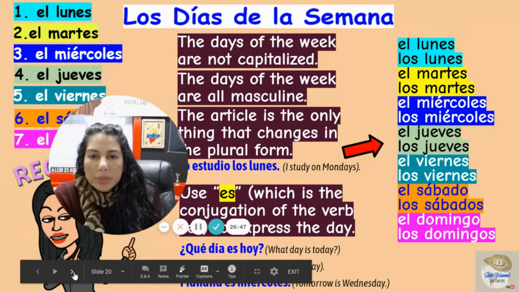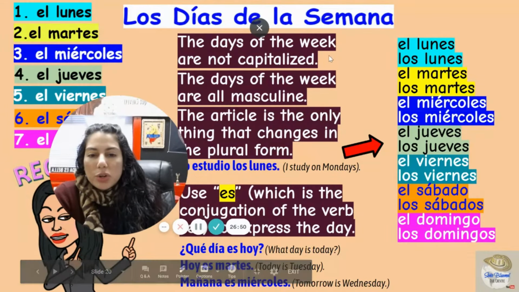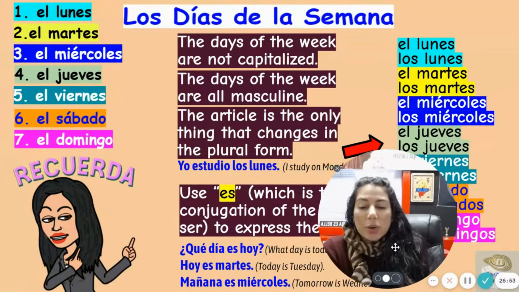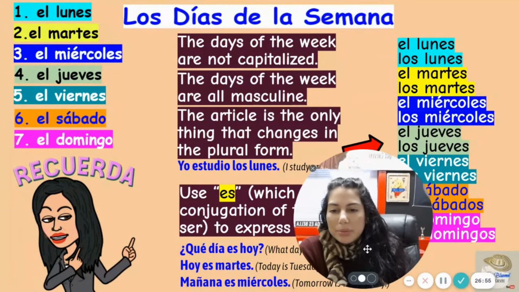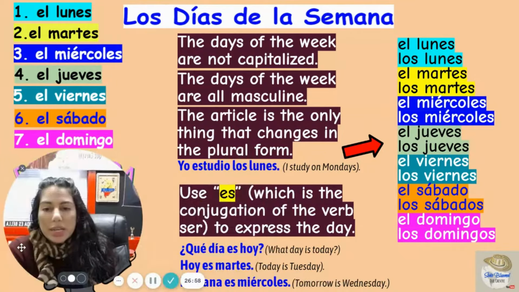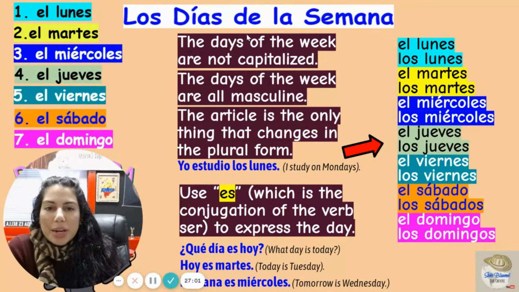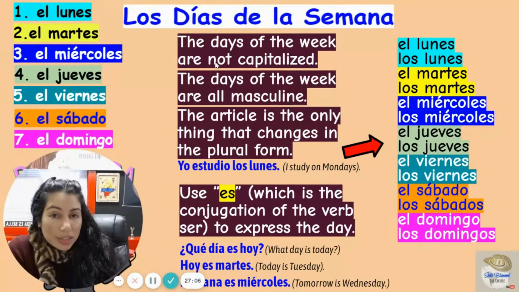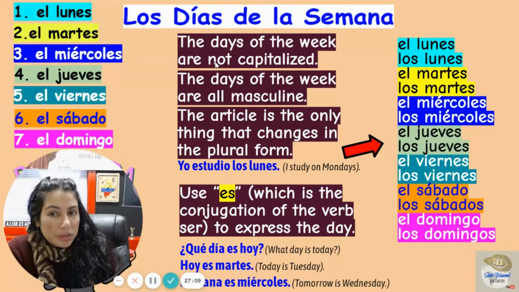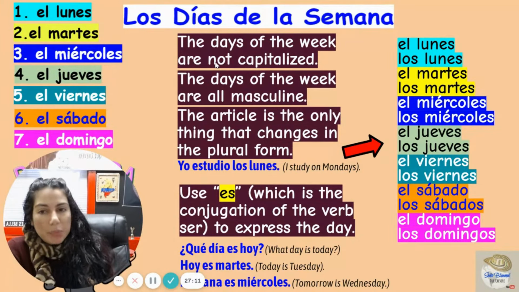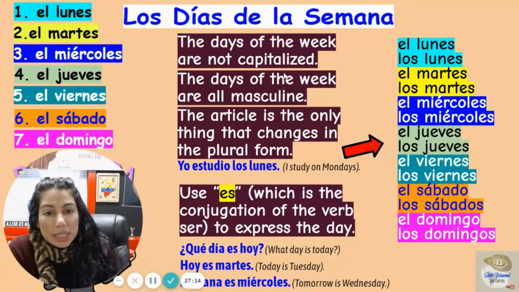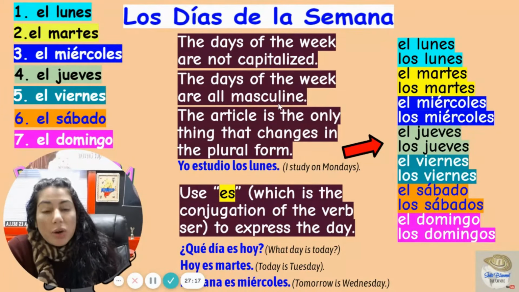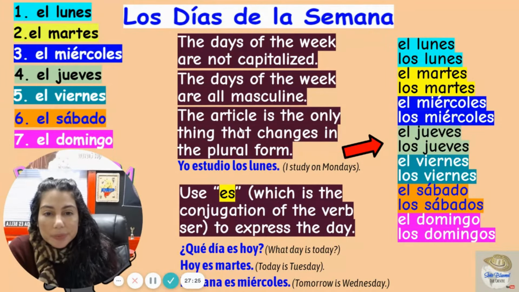Okay, so something to notice about, I say here, recuerda with my emoji. So recuerda means remember, okay? So recuerda, los días de la semana. The days of the week in Spanish are not capitalized, unlike English. And I know that's kind of weird when you're writing because you feel like it's bad grammar that you need to capitalize, but we don't. The days of the week are all masculine in Spanish. So notice that it's el, el, el, el, el, el, el. All of them are masculine.